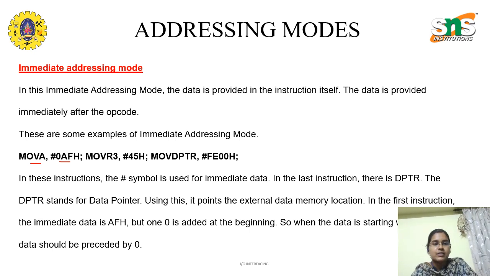In these instructions, the # symbol is used for the immediate data. In the last instruction, there is a DPTR. DPTR stands for the data pointer. Using this, it points to the external data memory location. In the first instruction the immediate data is AFH, but 0 is added at the beginning. Why is the 0 added? When the data starts with a letter, the data should be preceded by 0.